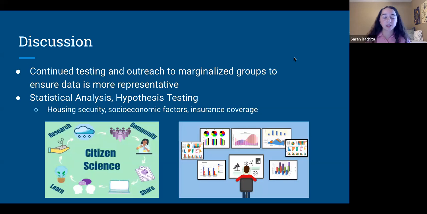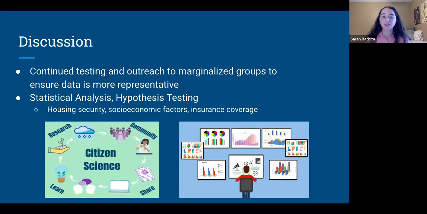As I was just mentioning, I think the biggest thing is to continue the testing and the outreach and the education to these marginalized groups. And as we saw, we're kind of missing out on those a little bit. And I think it would be really important to incorporate those communities, especially from past research and articles about environmental justice. We do see that there's a connection between these groups of people getting affected more by these environmental burdens. So it would be really interesting to see if that lead contamination is more prevalent in those areas.